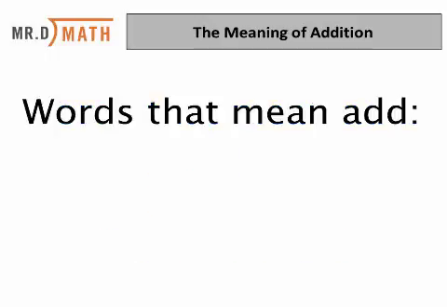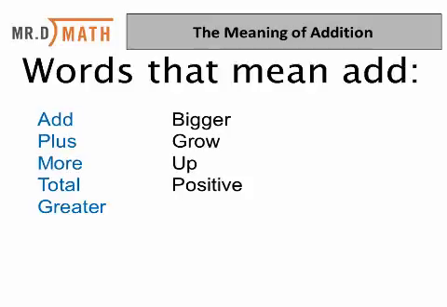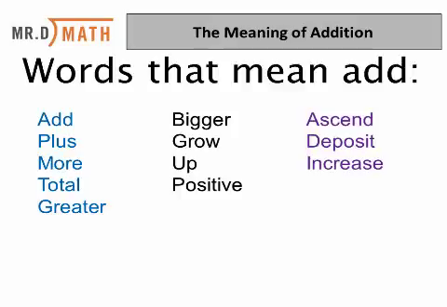Okay, so let's come up with some words that mean add, and you can use these words and watch for these words when you're out either working on problems in a math course that you're taking, or you just hear somebody use this word in a sentence. Every time you hear these words, it means add when we talk about math. Here they come. Add, plus, more, total, greater. How about bigger, grow up, positive? And that doesn't mean when you're bigger, you'll grow up and be positive. It just means that those are words that mean add. How about this? Ascend, we're going up. Deposit, like in a bank account. Increase, I like that. Deposit money in my bank account, it increases it. Oh, those all mean add.